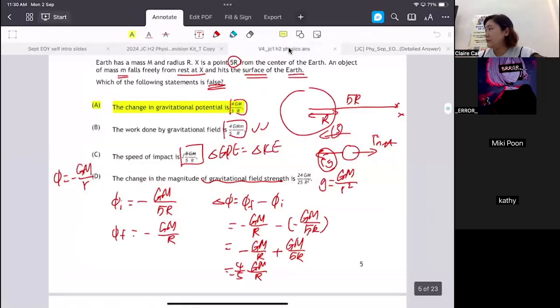So the closer you are to the surface, the less GPE you have, so it becomes more negative, and infinity is 0. As we go closer to the mass, it becomes more and more negative. That's why it becomes lesser and lesser. It's counterintuitive. Correct, because the magnitude is actually increasing, but because it's negative, the more negative actually means that it's getting smaller and smaller.